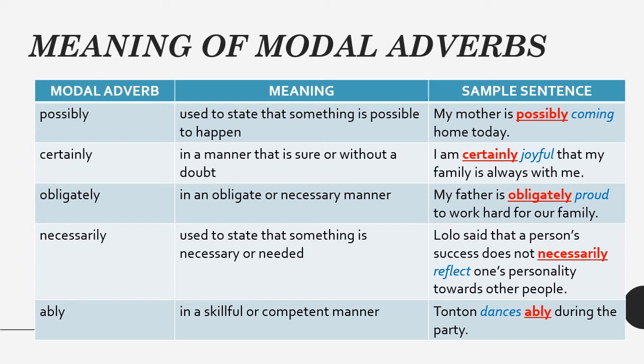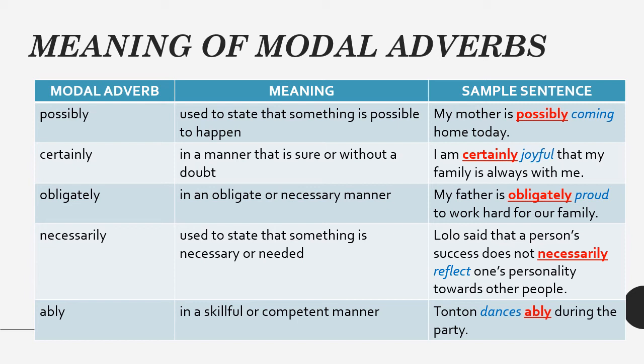If you look at the sample sentence, the red underlined words are our modal adverbs. The blue ones, the words beside them, either before or after the red underlined word, are the words that our modal adverbs point to or describe. So they could be a verb, an adjective, or another adverb. Okay, let's go to the second one. Certainly, meaning in a manner that is sure or without a doubt. Okay, sure.